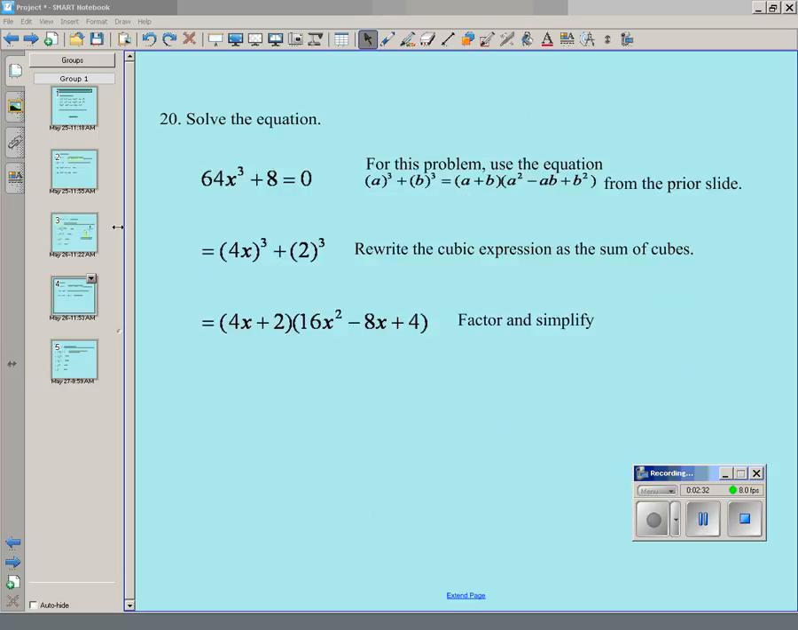Second problem is 64x cubed plus 8 equals 0. For this problem, we use the other equation from the first slide. This equation is a cubed plus b cubed equals a plus b times a squared minus ab plus b squared. First, we rewrite the cubic expression as a sum of cubes. After this, we factor and simplify to get 4x plus 2 times 16x squared minus 8x plus 4.